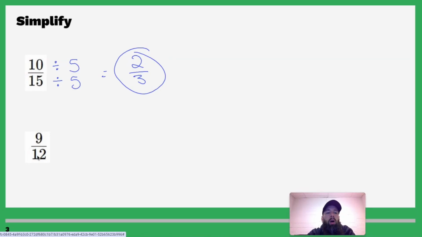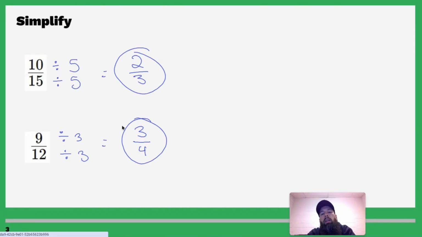How about 9/12? Can you divide any number by 9 and 12? Yes, we could divide 3 from 9 and 3 from 12. 9 divided by 3 is 3. 12 divided by 3 is 4. And the answer that we get is 3/4. See, this isn't so bad.